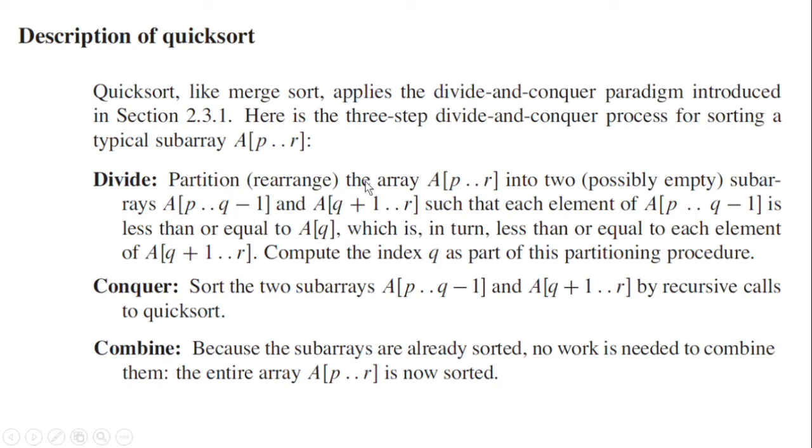Partition means rearrange the subarray A[p..r] into two possibly empty subarrays A[p..q-1] and A[q+1..r], such that each element of A[p..q-1] is less than or equal to A[q], which is in turn less than or equal to each element of A[q+1..r]. Compute the index q as part of this partitioning procedure.